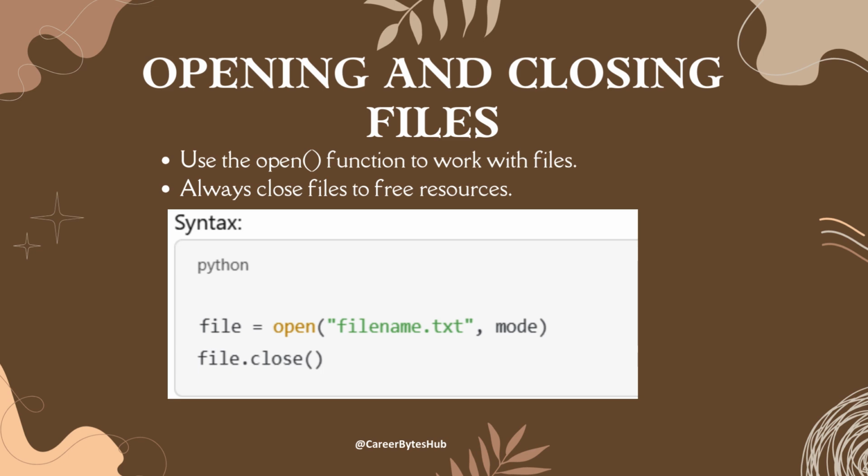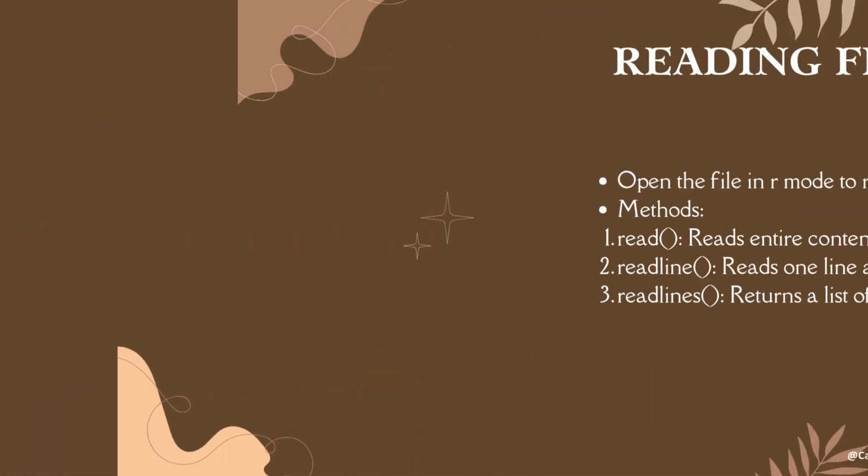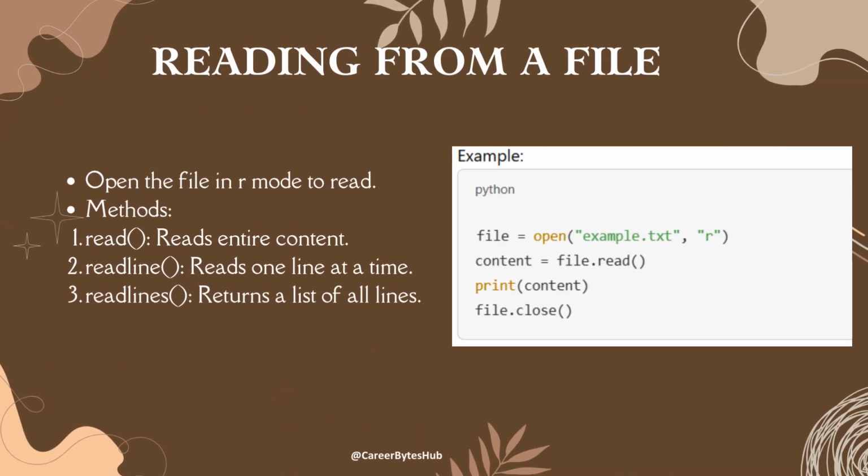Now that we know how to open and close files, let's learn how to read data from them. Python offers three main methods: read, which reads the entire content of the file, readline, which reads one line at a time, and readlines, which returns a list of all lines. For instance, you can use read to print the entire file content or readline to process it line by line. These methods are useful when dealing with structured data in text files.